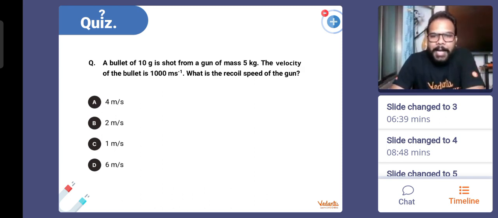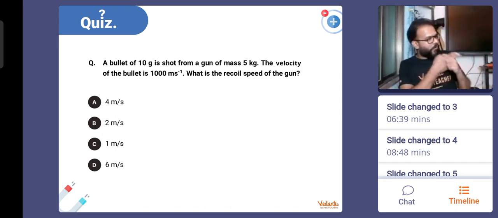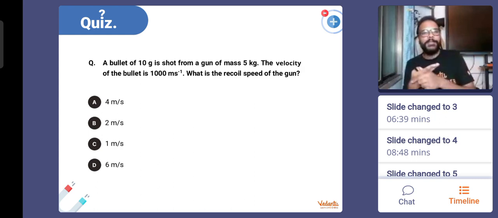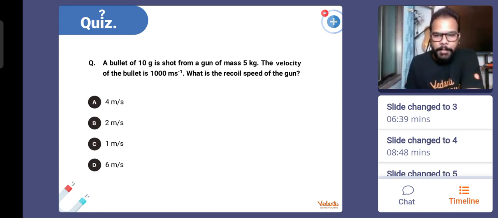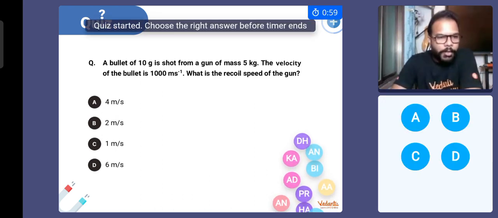After the bullet has been fired, the velocity of the bullet is 1000 meters per second. What do you think will be the recoil speed of the gun? Once you fire a bullet, the person holding the gun, or the gun itself, comes back, or you can consider it to be like a cannon, the example we saw last time. Giving you 16 seconds, your time starts in 3, 2, and here we go. Come on everybody, quickly solve it.